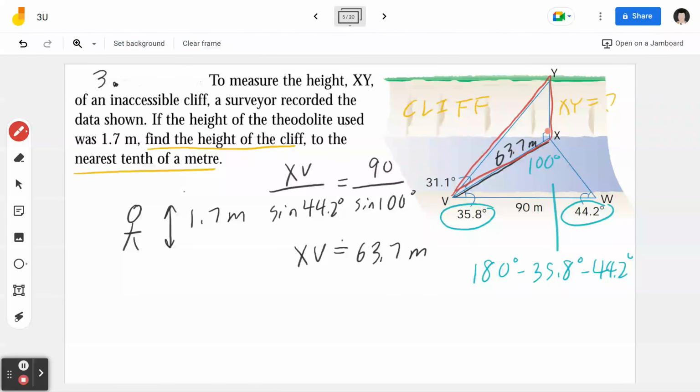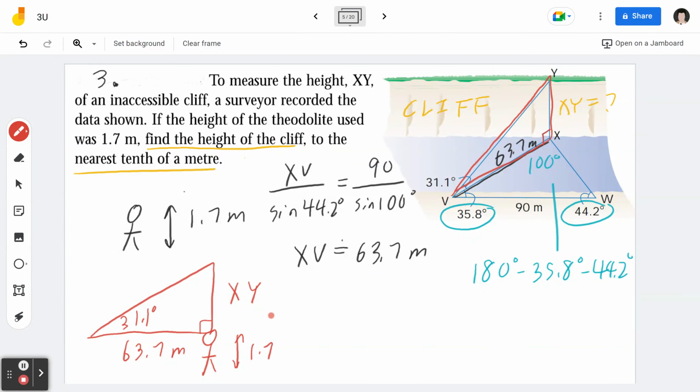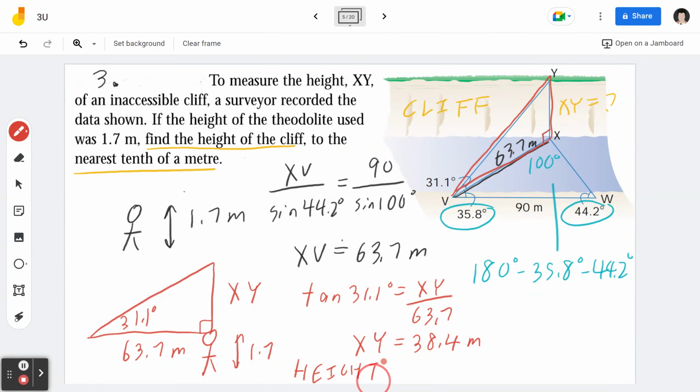The hard part is now over. If I look at this triangle, again, remember, it's a right angle triangle. That's the key. It's a right angle triangle. So this is going to be 63.7 meters. That's going to be 31.1 degrees. Our goal is to find the height of the cliff. Remember, XY is not the height of the cliff. The person standing right here, by the way, is the final step in a moment. But if you go back, opposite over adjacent. So again, tan of 31.1 degrees equals XY divided by 63.7 meters, which means XY equals, you can take 63.7, multiply by tan of 31.1 degrees. That's going to be 38.4 meters. But again, our goal is to find the height of the cliff. So height of the cliff is going to be 38.4 plus 1.7. Don't forget the 1.7. That's going to be approximately 40.1.